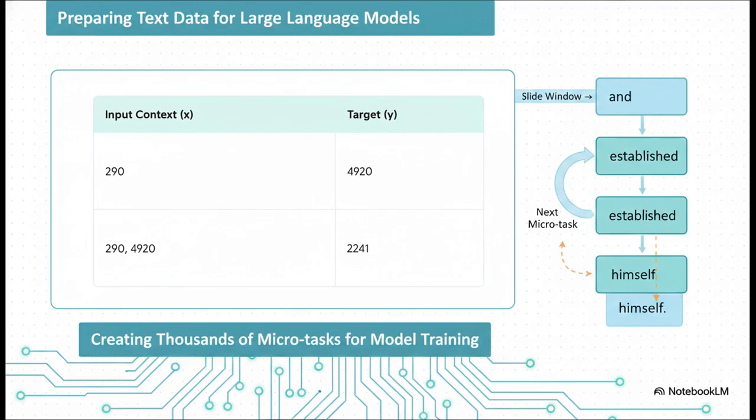For example, if the input context is AND, the target to predict is established. If the sliding window expands the context to AND established, the new target is himself. We just keep sliding this window across the text, creating all these microtasks.